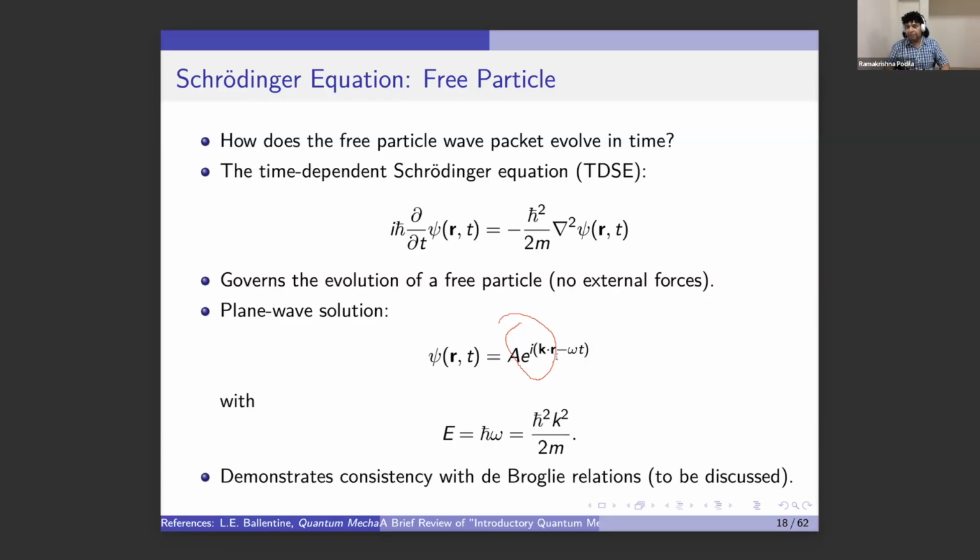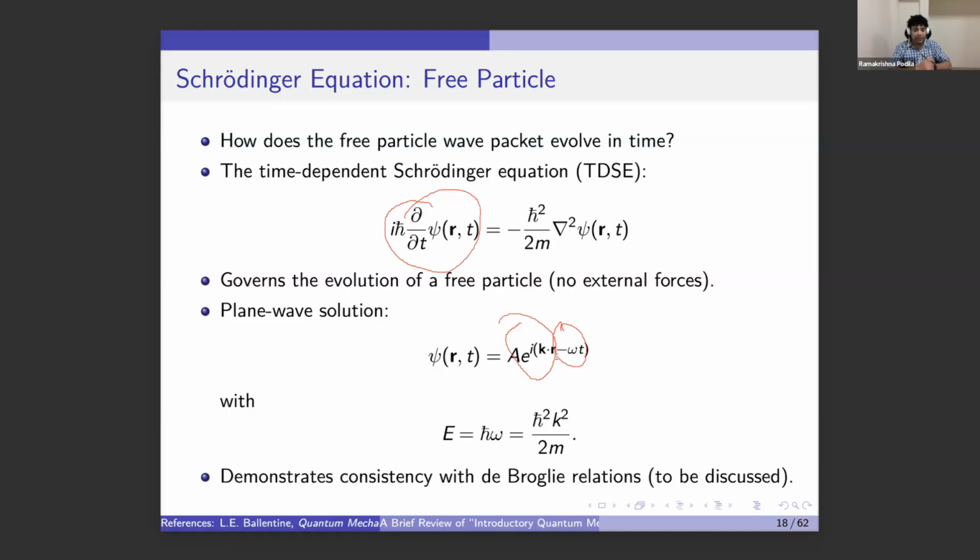That is a plane wave, right? That is spread all over, and so it has a single momentum, and then omega t is the time-dependent part. So from here we get the energy of the particle as h bar omega, or h bar squared k squared by 2m. This is the dispersion relation, which we will discuss when we discuss the de Broglie relation, how this comes about. But it mainly comes from the left-hand side of the Schrodinger wave equation, where we are taking the time derivative, right?